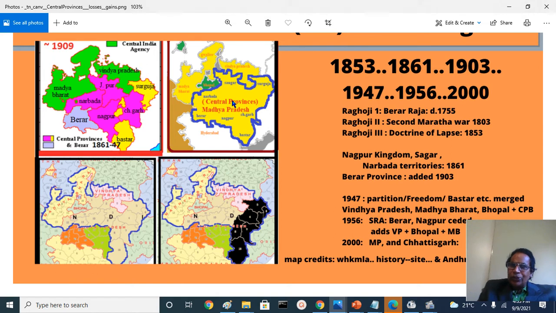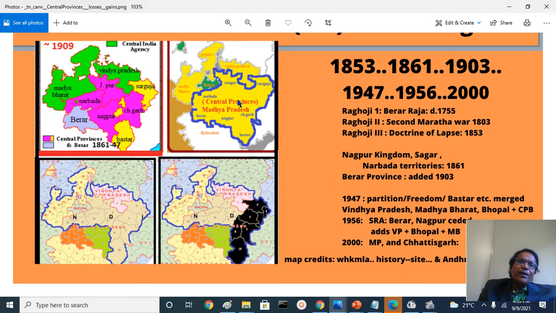And the central provinces were enlarged. The name retained central provinces, and the name changed to Madhya Pradesh. We can say that is version 1, which happened after partition and independence in 1947. That survived as a political entity until the 1956 State Reorganization Act.